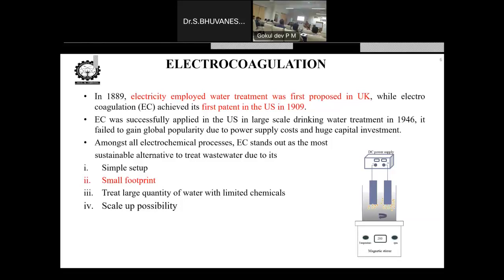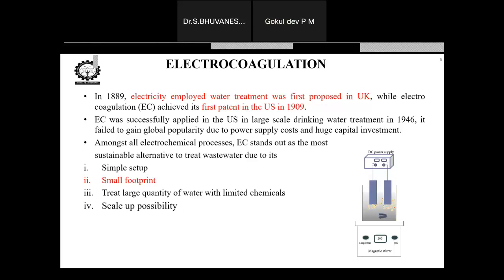Later, what happened? Electrocoagulation was first patented. It got its first patent in the US in 1909. More than 100 years ago, we got the first patent for electrocoagulation. But still we are working on it, and there is a lot of scope for electrocoagulation. You have listened to all the online and offline sessions, no? There is a lot of scope for electrocoagulation.